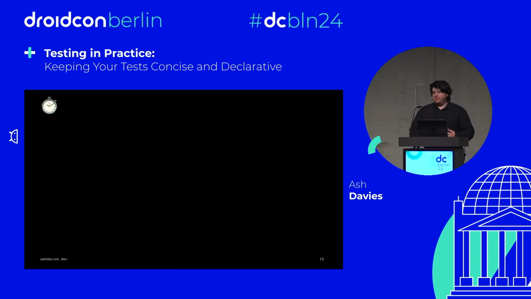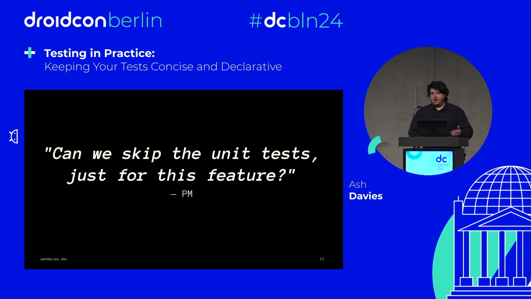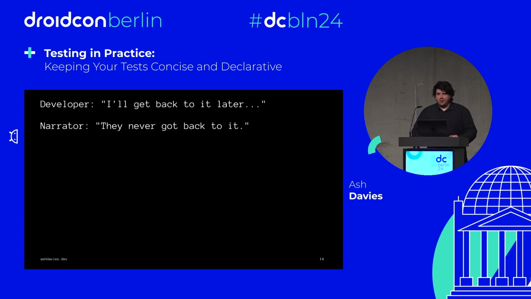But also, perhaps you just didn't have the time. You were under pressure to meet deadlines, and unit tests were not prioritized for whatever reason. Or perhaps you were given this request by a product manager to just skip this one feature. I promise, we'll get back to it. I'll come back to it later. Or maybe you had the best of intentions, but life changes, things happen, and maybe you didn't manage to get back to it.